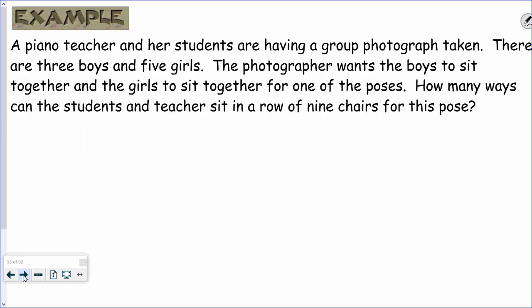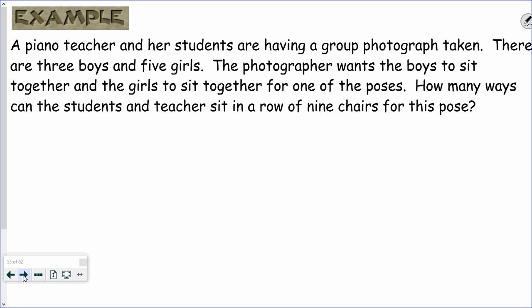So here's the first main example today. We have a piano teacher and her students. There are 3 boys and 5 girls, and the photographer wants all the boys together and all the girls together. How many ways can the teacher and the students sit in a row of 9 chairs?